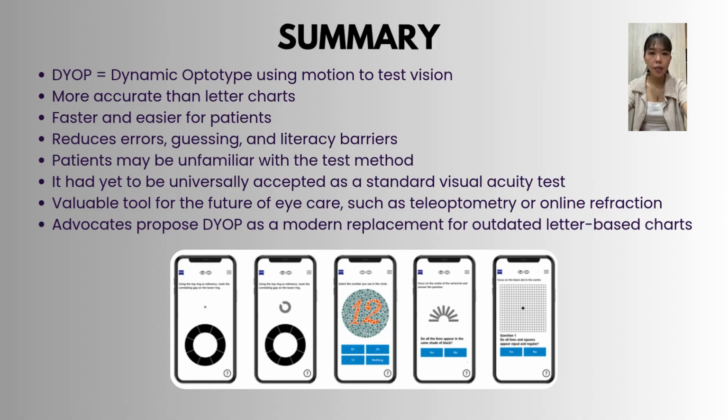In summary, the Dynamic Optotype Dyop is a modern vision test that uses a spinning ring to check how well a person sees motion and its direction. The smallest spinning ring that can still be detected shows the vision clarity. The advantage is that it is faster and more accurate than traditional charts. It works well for children and non-verbal patients. It gives more consistent results than standard charts. The limitation is some patients may find the spinning ring confusing or tiring.